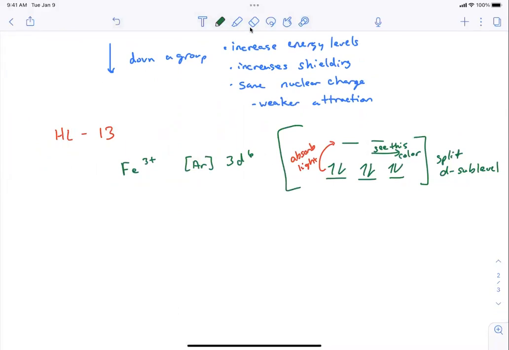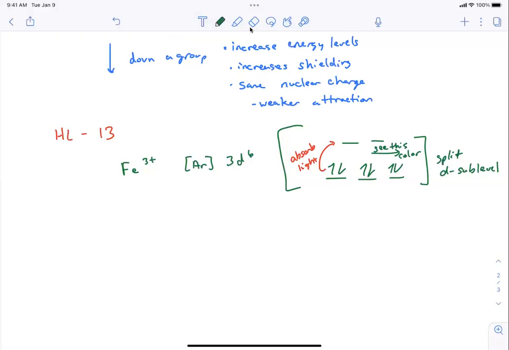Yes, Marissa. No, what I mean is that the d sublevels are no longer all the same energy. Some of them have a higher energy than others, so they split energy-wise. So with that difference in energy, electrons can absorb visible light to get up to that level, and then whatever light isn't absorbed, we see. Yes, for our purposes, yes. It can get more complex than that, but for IB purposes, that's it.